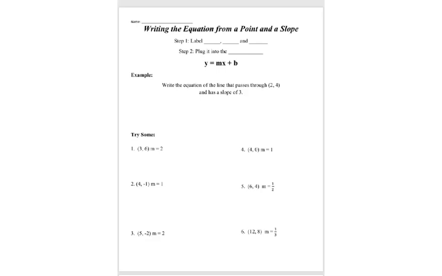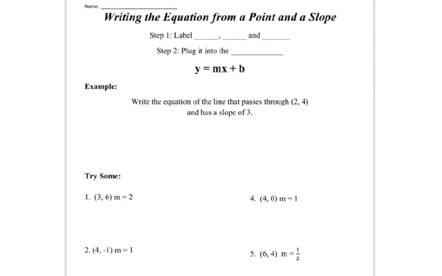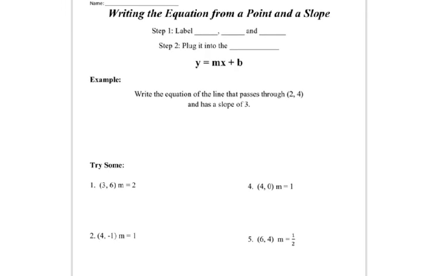Today's lesson is a continuation of what we did last class, so we need for you to be really strong at writing the equation from a point and a slope before we can move on to what we're going to do next. So on the first page of our notes, it's a review of writing the equation from a point and a slope. It says step 1, just like we did last time, you label this slope that they give you as an m.